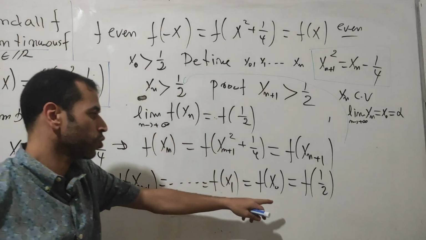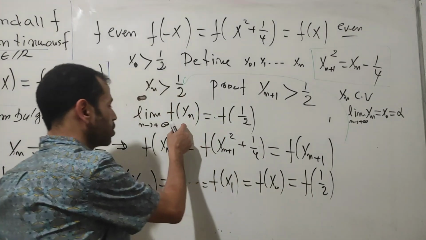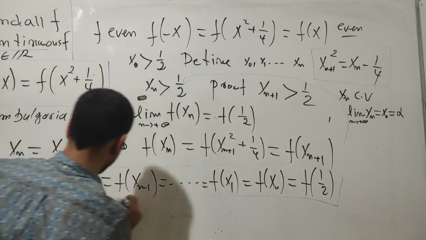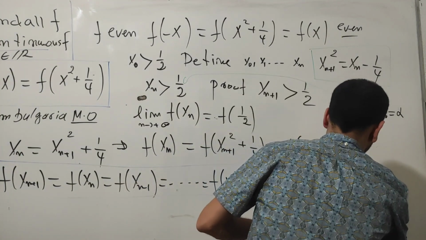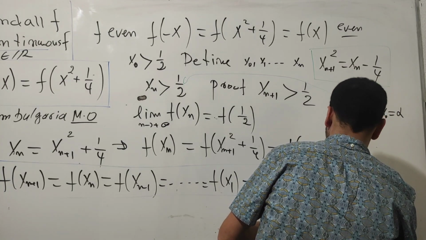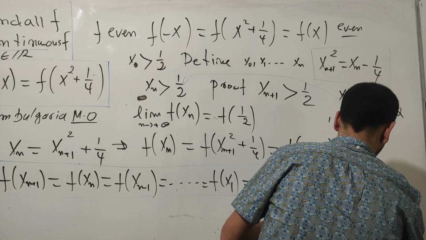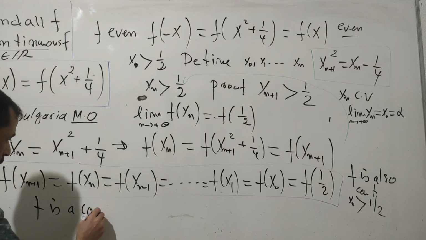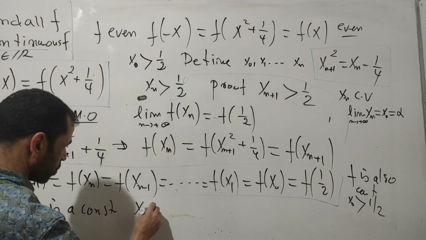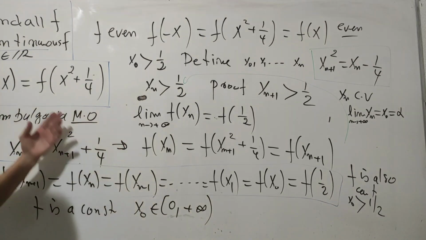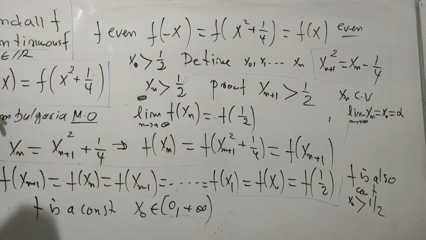So without using this one, we don't know what the limit of this one is. By using these limits, we have determined this one. So since we get f of x sub n plus 1 equals all the way down to this one, it means f is also constant for x sub 0 strictly superior to half. In particular, f is constant for x sub 0 on this interval 0 to plus infinity. Okay, by symmetry, this is applied on all real numbers.